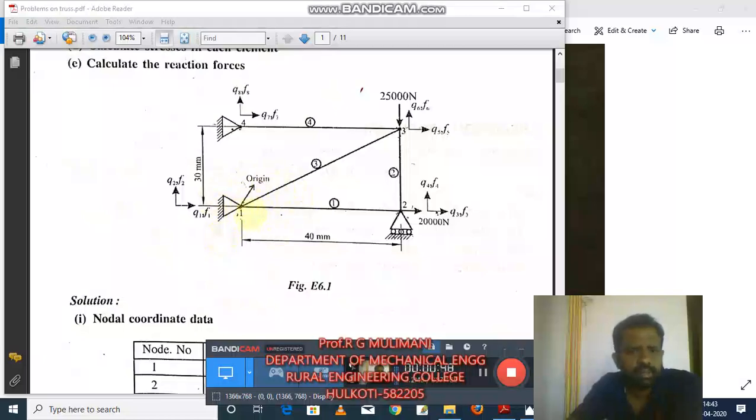It is a 2-dimensional problem, so in each node there are 2 displacements: displacement in the x direction and displacement in the y direction. What are the displacements in node 1? Q1 and Q2. Q1 is the displacement in the x direction, Q2 is the displacement in the y direction. Similarly Q3 and Q4 for node 2, Q5 and Q6 for node 3 and Q7 and Q8 for node 4. Q7 is the displacement in the x direction, Q8 is the displacement in the y direction.